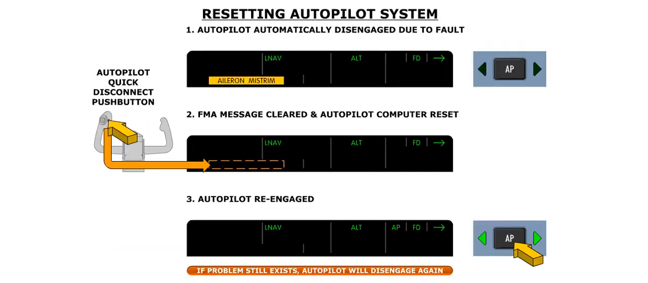If the autopilot or yaw damper disengage due to a fault, the affected system can be re-engaged by pressing the autopilot quick disconnect push button. This will clear the FMA messages and the autopilot computer will reset the system, allowing the autopilot or yaw damper to be re-engaged. However, if the cause of the disengagement still exists, the autopilot or yaw damper will disengage again.